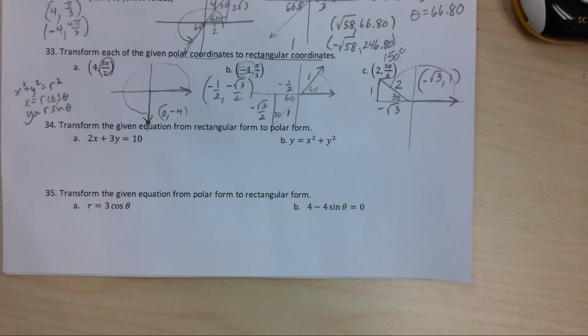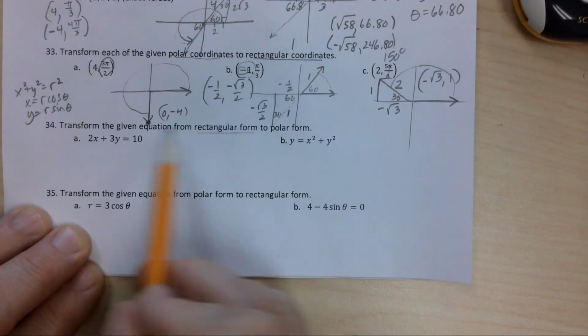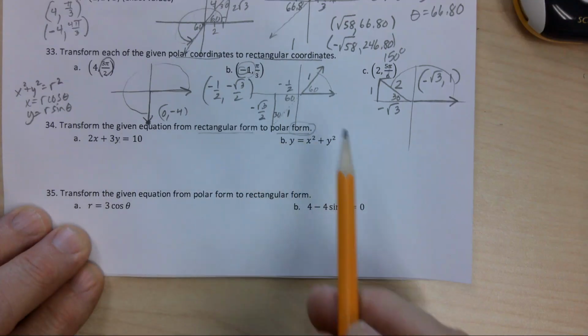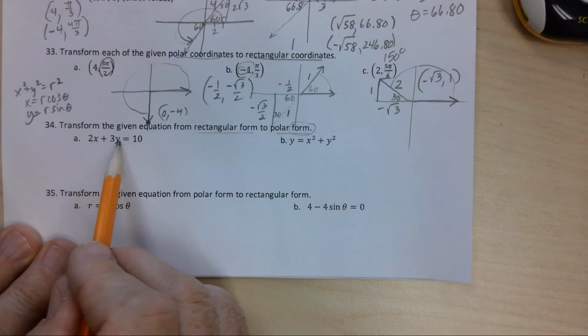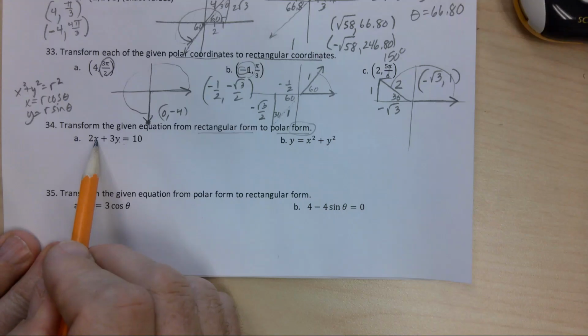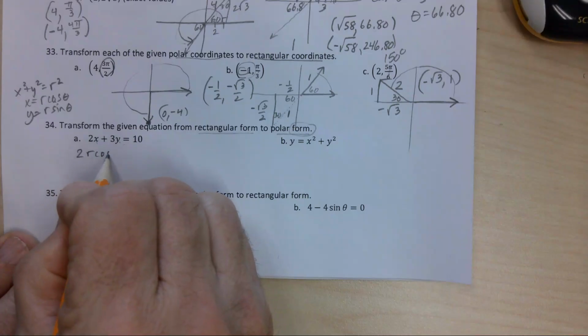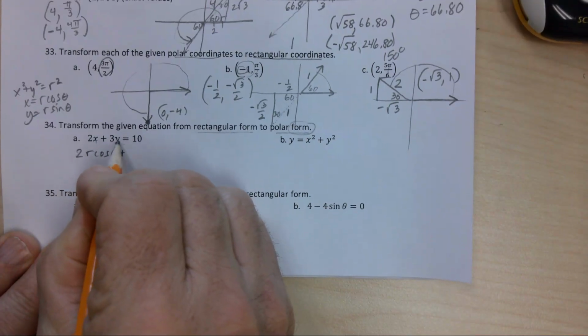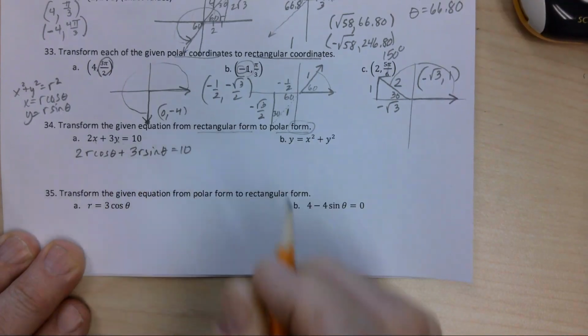Okay, number 34A. Transform the given rectangular equation to a polar equation. So all we need to know is this is rectangular because it has x's and y's. We've got to replace that with whatever it equals in the polar world. So it's 2r cosine theta, replace y, 3r sine theta equals 10.